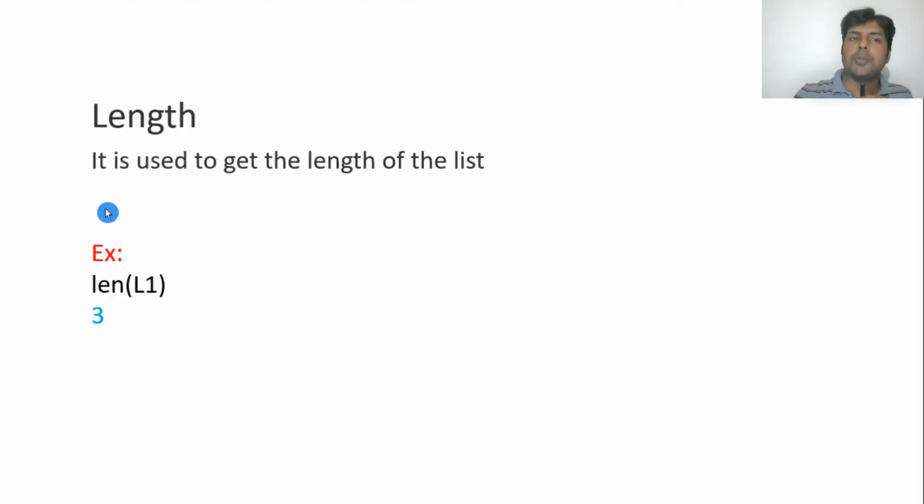Now our next topic is length. What length will do, it will give you the length of the list. For that we use the function called len. So len is used to find the length. If I say len L1, L1 contains 1 comma 2 comma 3, right? So a total of 3 elements are there. So the output will be 3. Nice, right? So let us see an example.